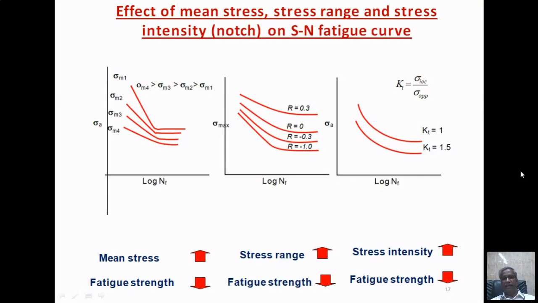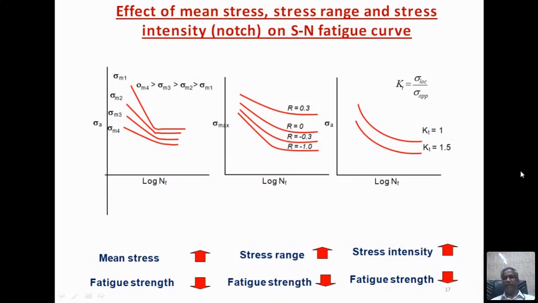And the second graph is drawn for the effect of stress ratio, not stress range. That's a mistake. R is the stress ratio, the minimum stress divided by the maximum stress. You see R varying from minus 1, minus 0.1, 0, 0.3, plus 0.3. If the stress ratio increases, the range is higher. If the range is higher, again the fatigue strength will be reduced.